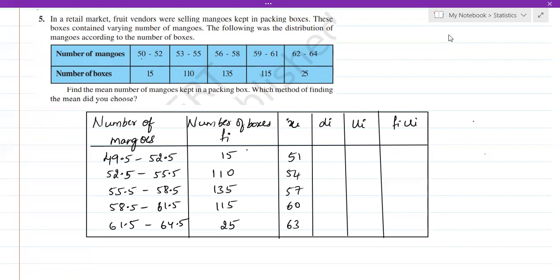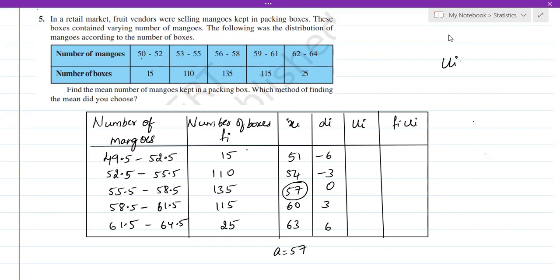Now let's find di. Now the middle value is actually 57, isn't it? So the assumed mean is 57. So subtract it, you get -6, -3, 0, +3, +6. Okay, now here we are not going to multiply fi and di. That is for the assumed mean method. Here we are going to find something called ui.